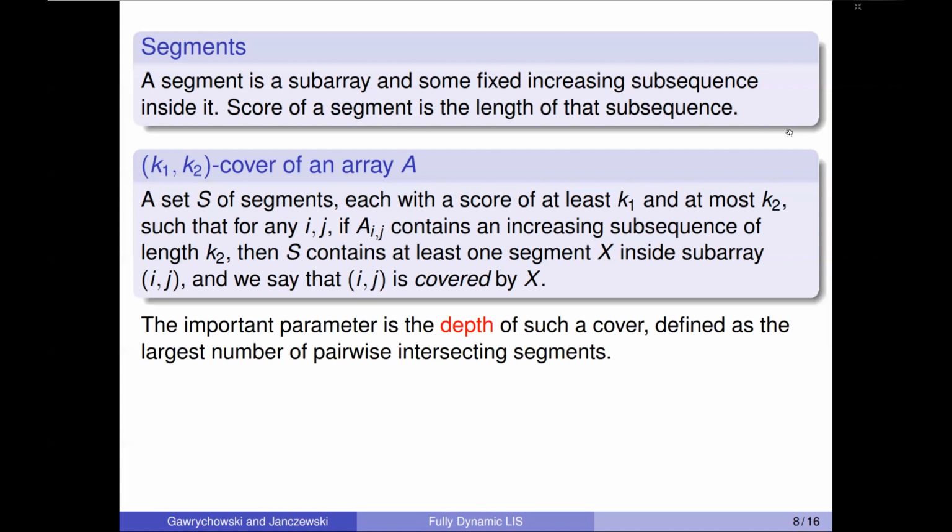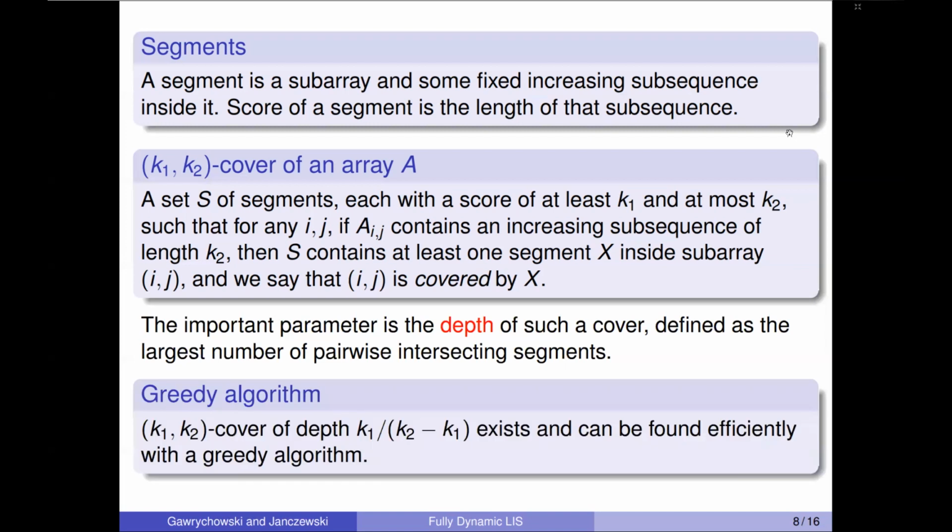And as I said, an important parameter for us here is the depth of the cover, which is defined just as the largest number of pairwise intersecting segments. And that's an upper bound for in how many different segments one element of an array can be. So if we keep depth low, then, for example, deleting one element can affect only so many segments.